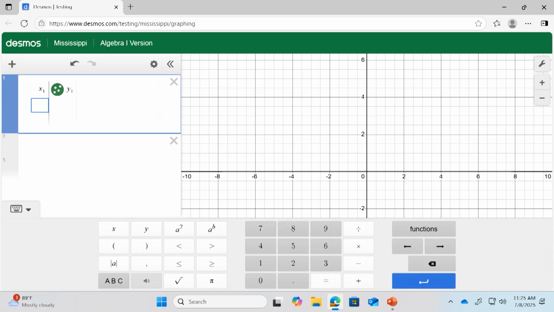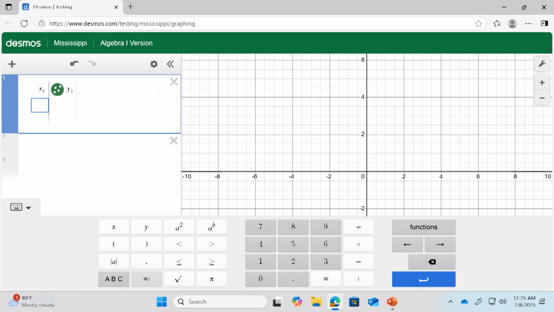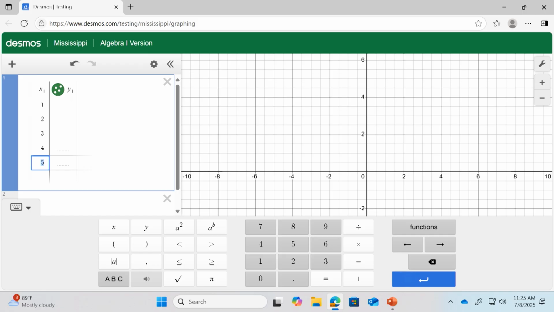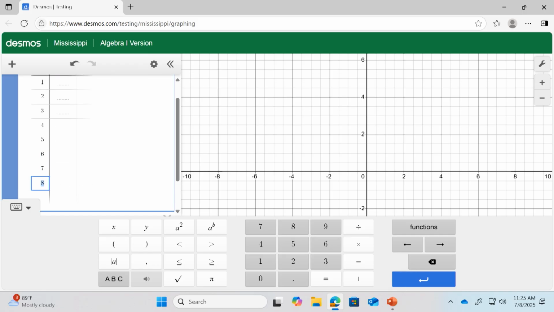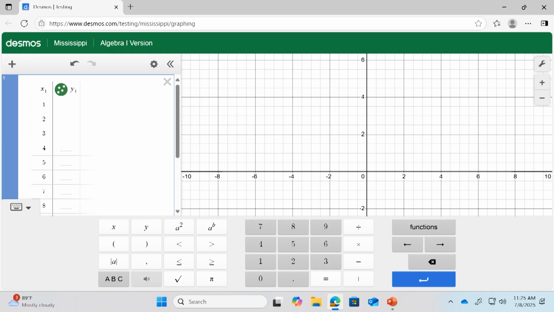So we're going to put our x's in first. 1, 2, 3, 4, 5, 6, 7, 8, 9, 10. So there's our months. Now let's go back up and put our post amounts. So for our first month, we had 40. Second month, we had 60. Third, 110. Fourth, 150. Fifth, 350.